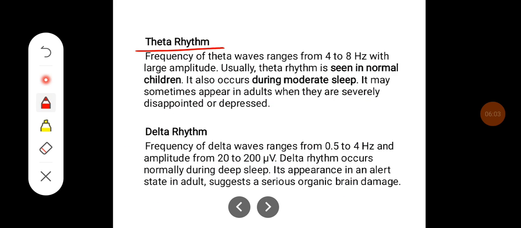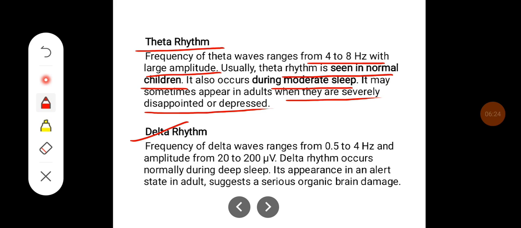The theta rhythm. The frequency of theta waves ranges from 4 to 8 Hz with a large amplitude. Usually the theta rhythm is seen in normal children. It also occurs during moderate sleep. It may sometimes appear in adults when they are severely disappointed or depressed.